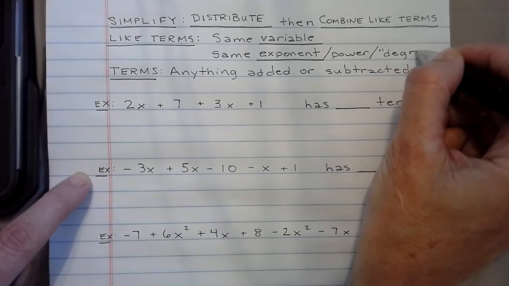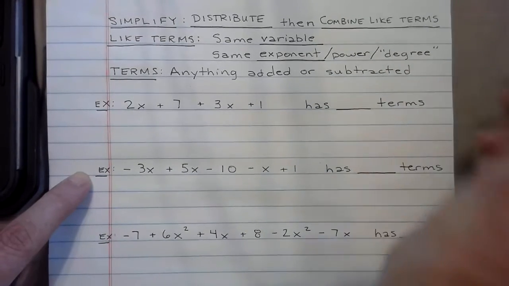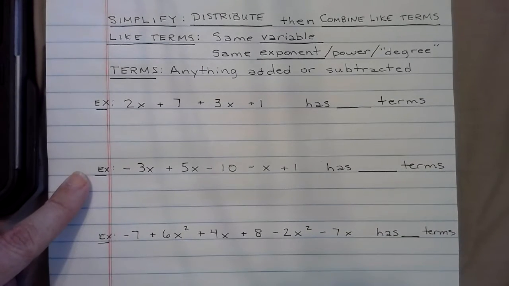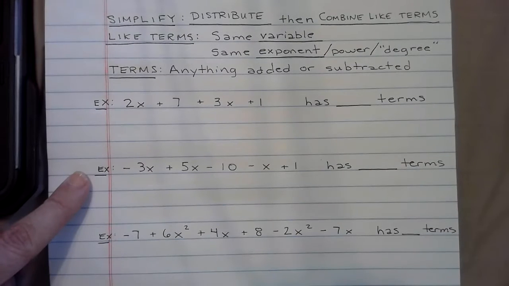You know, if it's a second degree, it means it's squared. A third degree is to the third power. So you may even see that. I'll usually use the word power or exponent. And terms, if you're not sure, it's just anything that's added or subtracted. So let's look at an example.